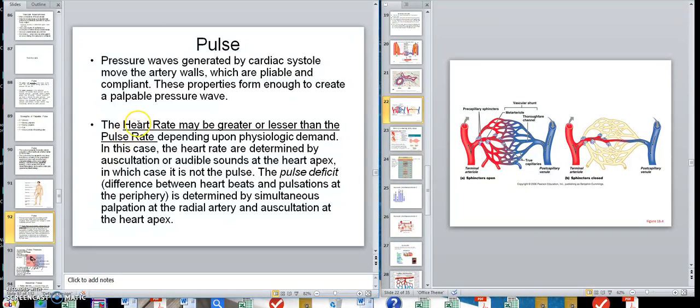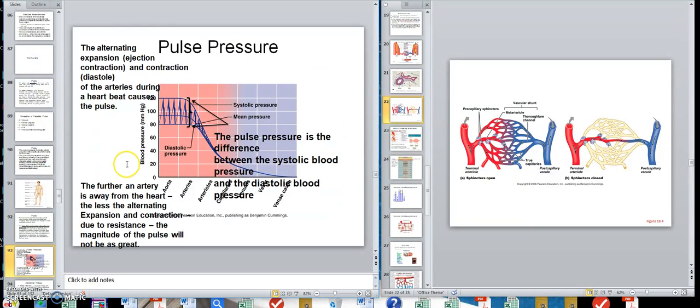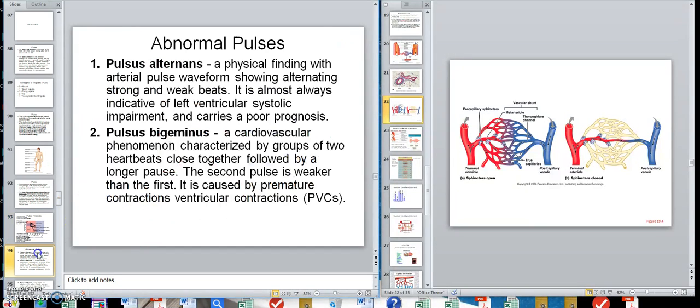Okay? We talked about pulse pressure. When you're looking at the pulse, remember, it's when you go from the high, which is ejection contraction, to the low. And that pulse pressure is the difference. We already talked about it. That difference there. I won't get into that. You can look at this and we kind of hit that.